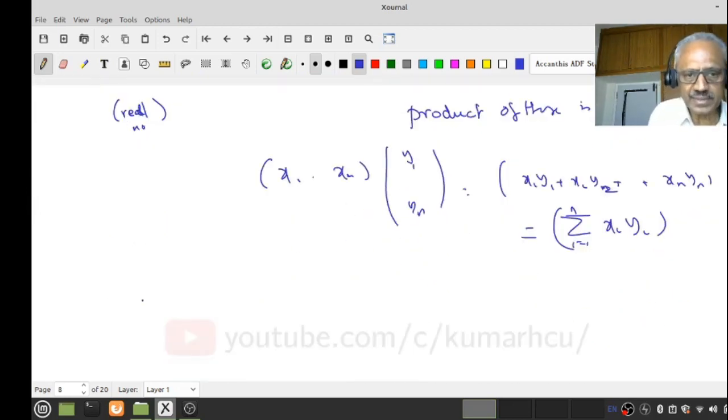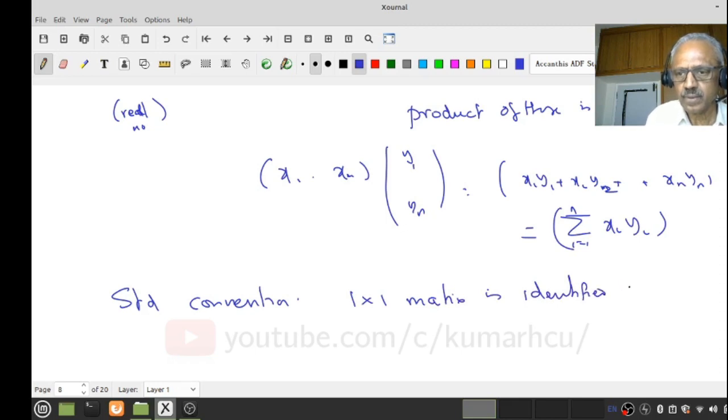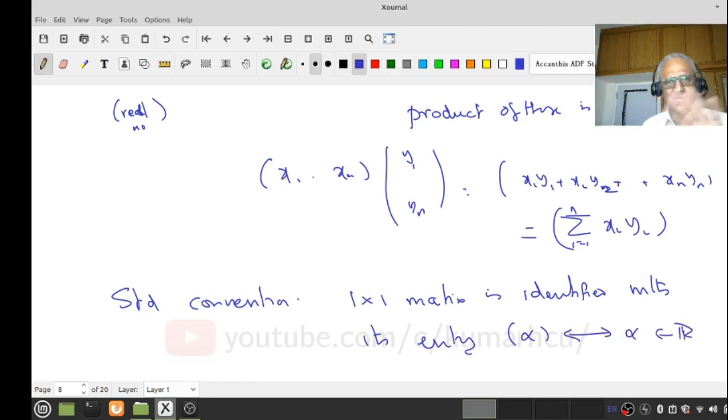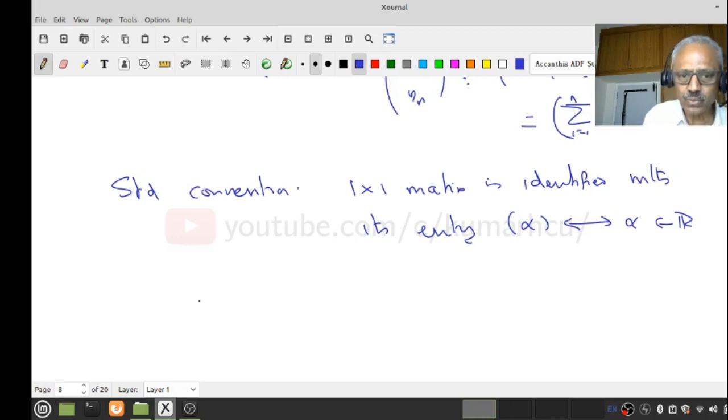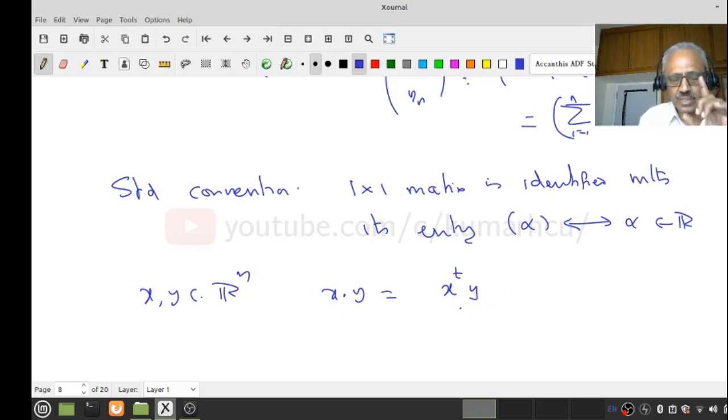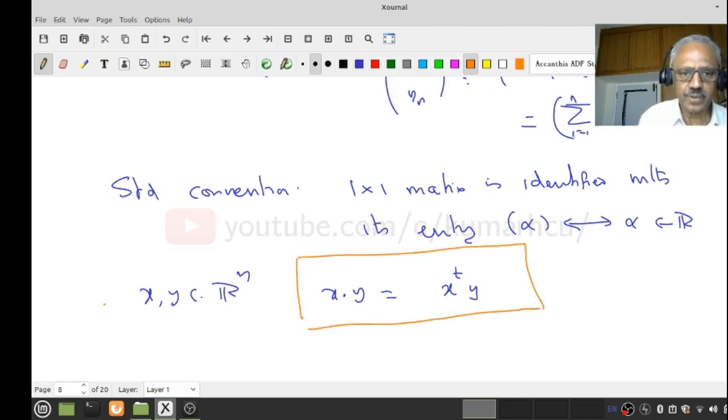It is the usual practice, the standard convention, that a 1 cross 1 matrix is identified with its entry as a real number. That is, a 1 cross 1 matrix is identified with alpha, where alpha is real. Over any field also it is correct, but let's not worry about it. Please understand one case very thoroughly, the other cases are very easy. Is this clear to you? So what I have found is, if x and y are in Rn, x dot y I can write as x transpose times y, where this is a 1 cross 1 matrix, but I don't think of it as a matrix. I think of it as only the entry, which is a real number. Please understand this. This is for all x and y in Rn.